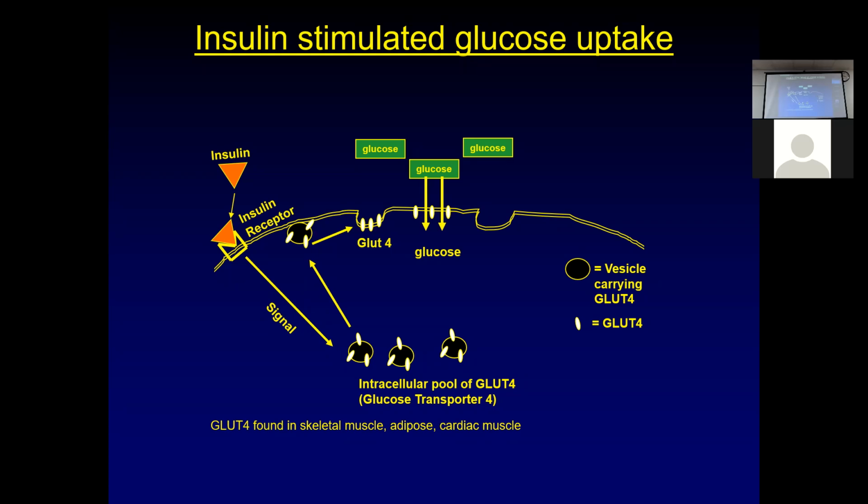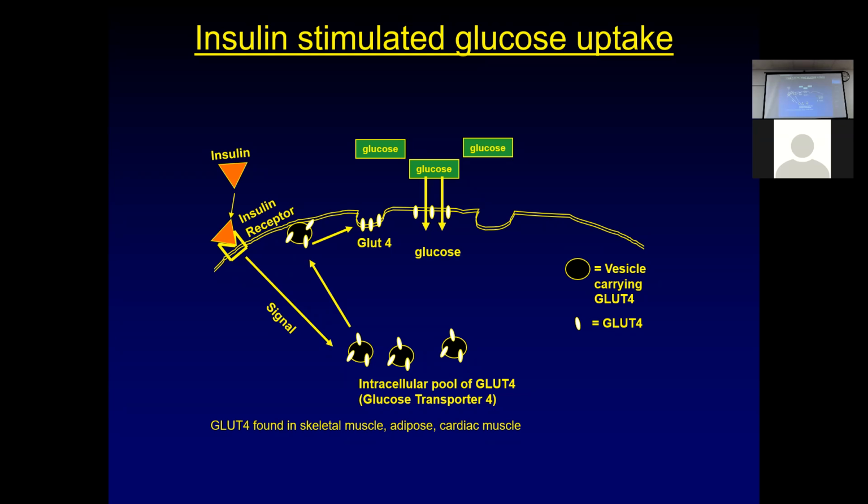If I'm a type 1 diabetic, no insulin. So this doesn't happen. Nothing after this step happens because no insulin. I'm a type 2 diabetic. I make plenty of insulin, but when it binds to its receptor, all of this downstream stuff doesn't happen, or happens to a much, much, much reduced extent.